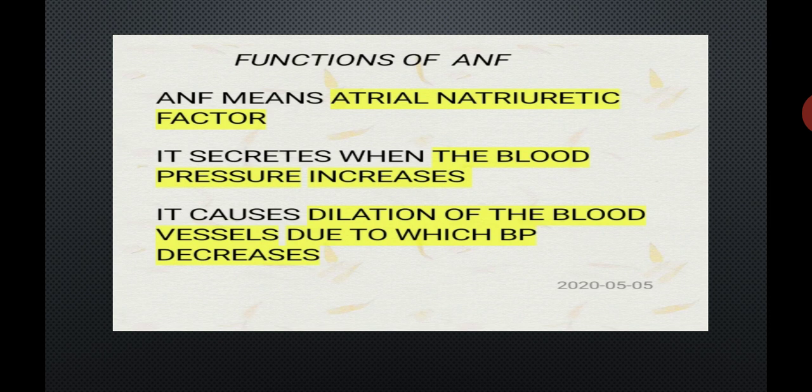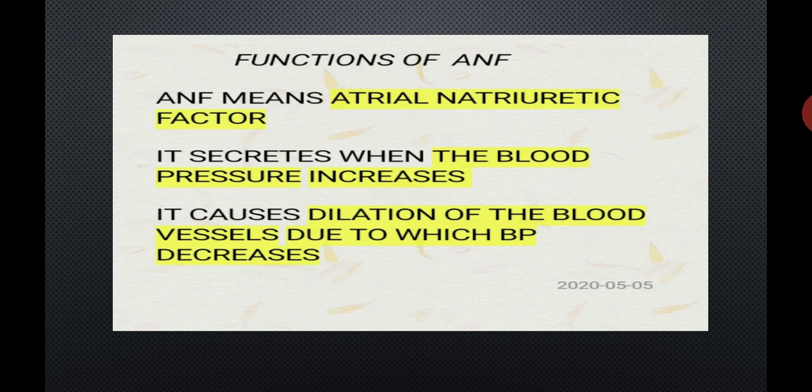Students, I repeat, see the important function of ANF. The full form of ANF is arterial natriuretic factor. It is secreted when the blood pressure increases. Then this ANF causes dilation of the blood vessel, and because of the dilation of the blood vessel, BP goes on decreasing. This is an important function performed by ANF, and the heart acts as a diffuse endocrine gland.